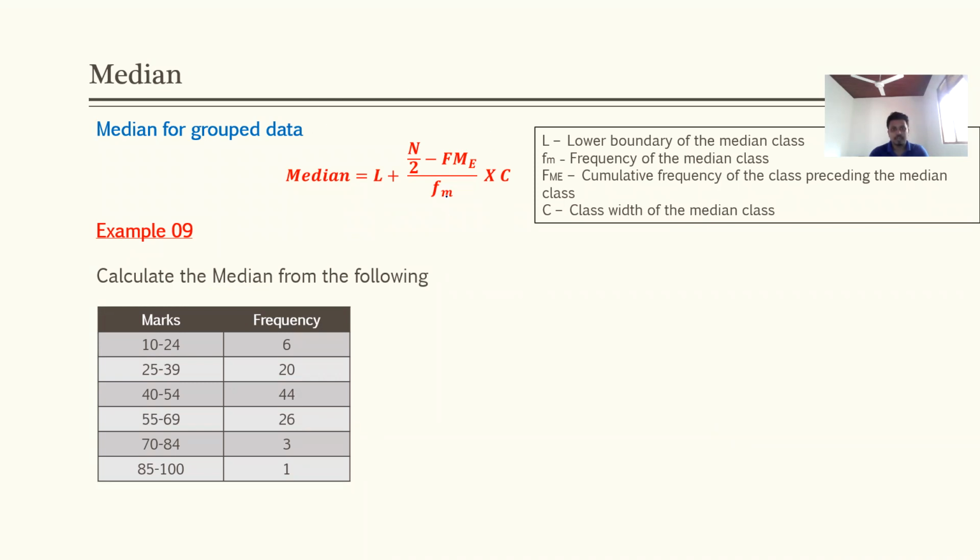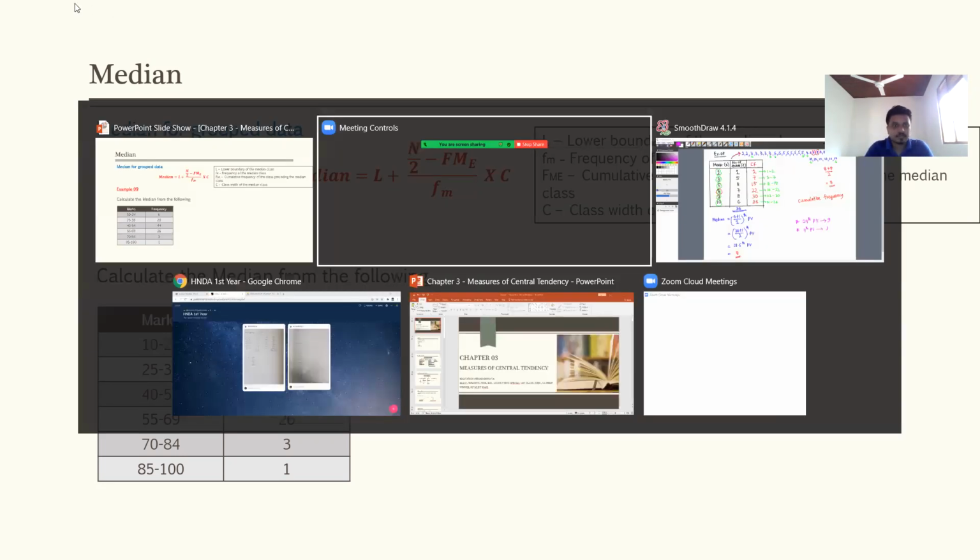Right? I mentioned this formula. For the median, if it is individual or ungrouped data, we use what we discussed earlier, the n plus 1 over 2 positional value. If it is a grouped frequency distribution, then we need to use this formula to calculate the median value. Right.